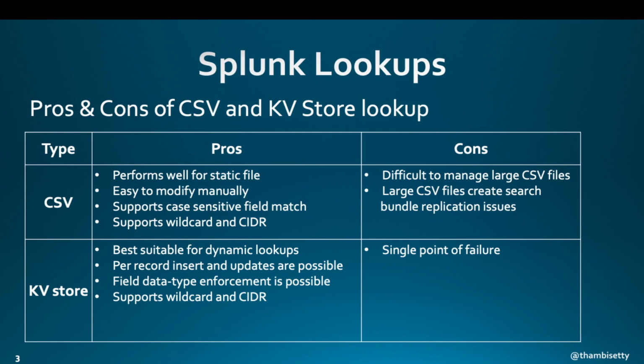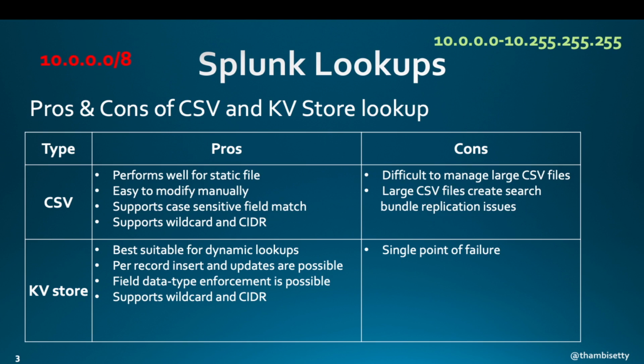CIDR is classless inter-domain routing. CIDR notation looks like 10.0.0.0/8. It contains a range of IPs starting from 10.0.0.0 to 10.255.255.255. In any network, there could be logical segregations, and each segregation is called a subnet. Each segregation might be created for a different purpose. For example, one subnet is for business applications, and another one is for HR applications, and so on.